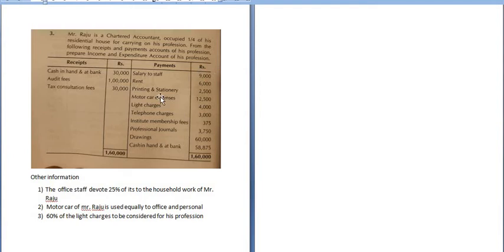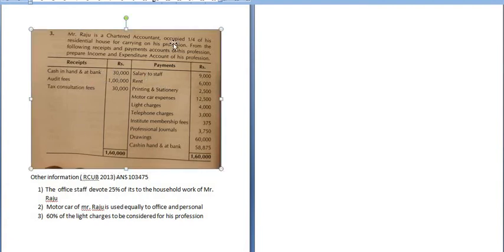This question appeared in Rani Chennamma University, 2013. The answer for this income and expenditure account is a surplus of 1,03,475. So this is the answer for that.